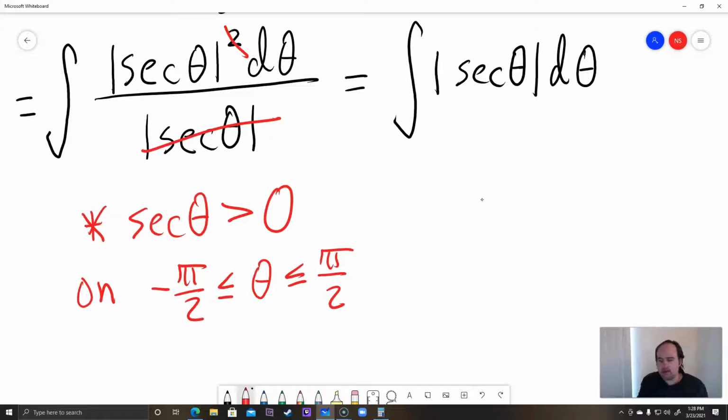Now how do I know this? Well, remember secant is the same as 1 over cosine, and cosine is positive from negative pi over 2 to pi over 2 because it's the x coordinate. So 1 over a positive number is still a positive number. And you might be wondering, how do I know theta is between these two numbers? Well, remember, theta is actually part of a right triangle.